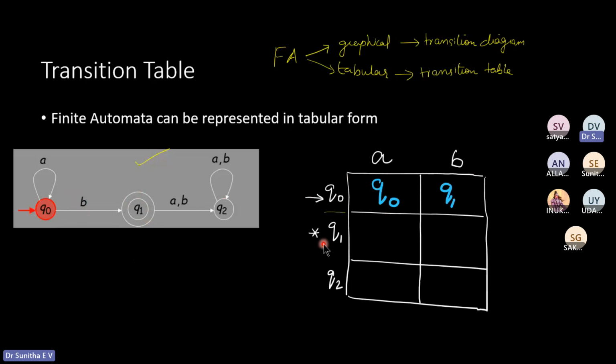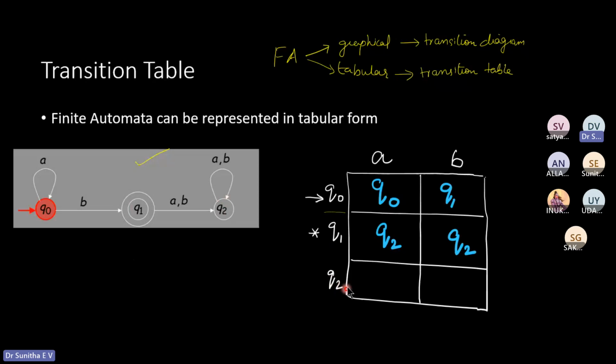Then here we have to fill, if the machine is in Q1 and the input is A, what will be the next state? If we check the transition diagram, if the machine is in Q1 and the input is A, it will take the transition from Q1 to Q2. So the next state will be Q2. Similarly, if the machine is in Q1 and the input symbol is B, from Q1 on B, it will take a transition to Q2. So the next state is Q2 that we have to fill here in this column.